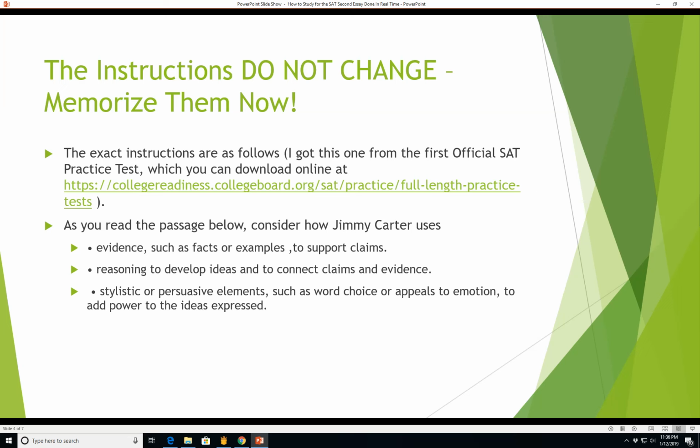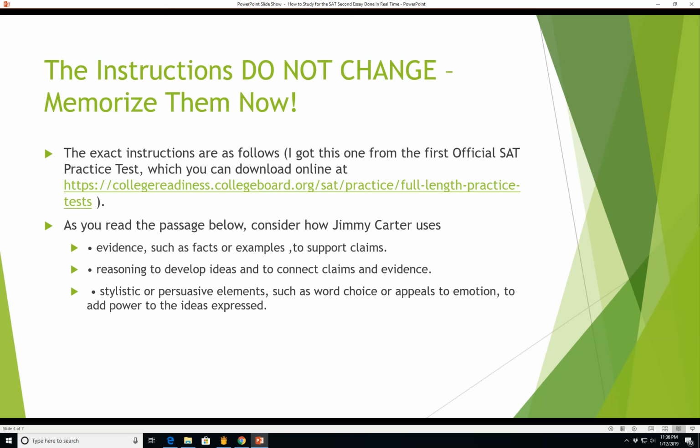Just pay attention. So, as you read the passage below, consider how Jimmy Carter uses evidence such as facts or examples to support claims, reasoning to develop ideas and to connect claims and evidence, and stylistic or persuasive elements such as word choice or appeals to emotion to add power to the ideas expressed.